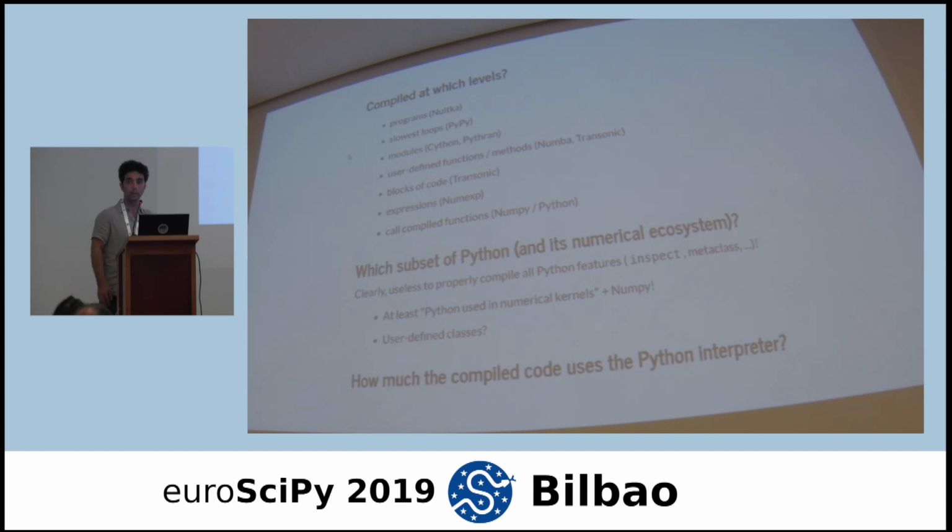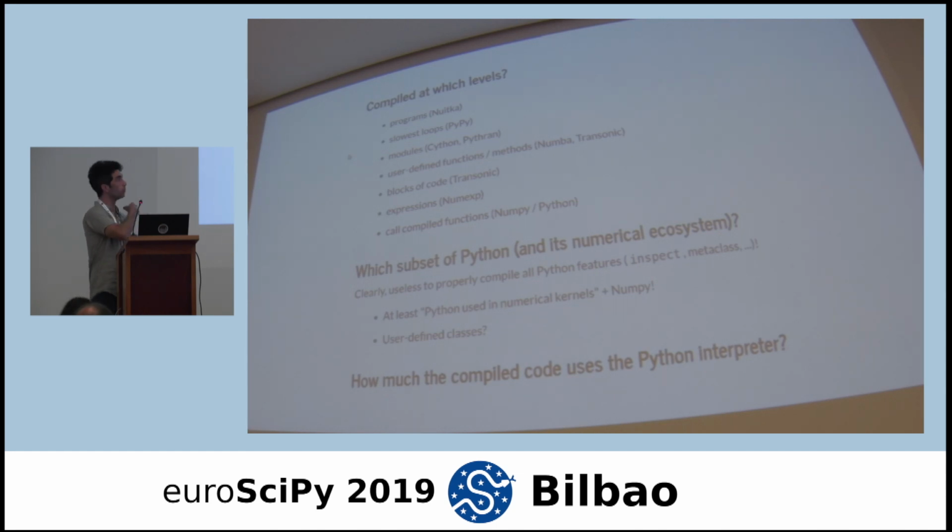When we consider compilers, we have to consider which subset of Python they manage to properly compile. For really high performance, we don't care about compiling everything, for example things that use the inspect module, or metaclasses, or very complicated things that we don't use in the numerical kernels. What we need is the Python used in numerical kernels, like dictionaries, and NumPy. Do we really need user classes? This is an open question. And we need to see how much the compiled code interacts with the Python interpreter. You can compile things, but if you interact too much with the interpreter, it's going to be very slow.